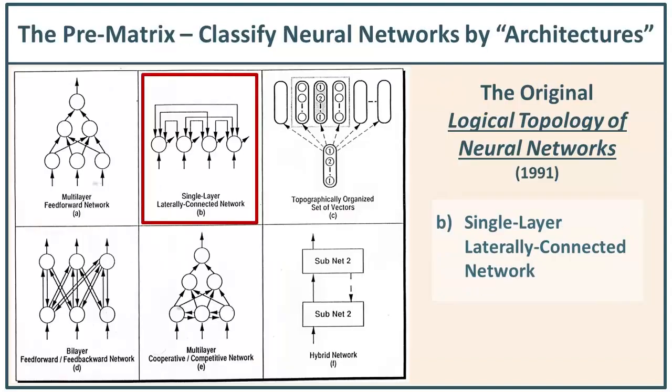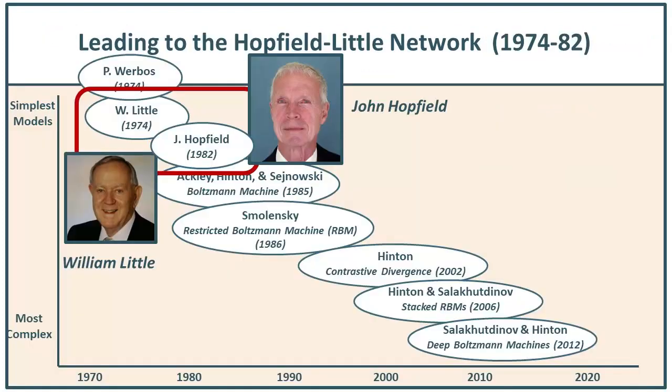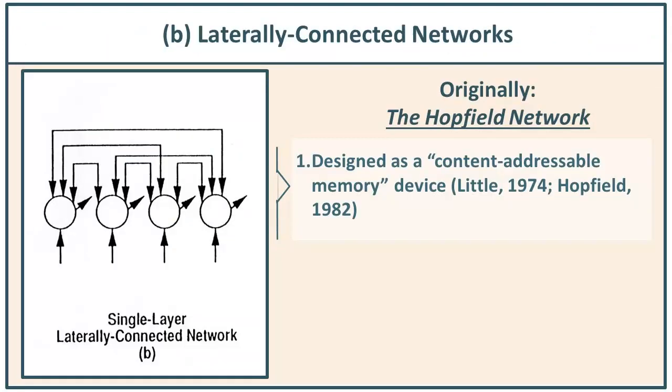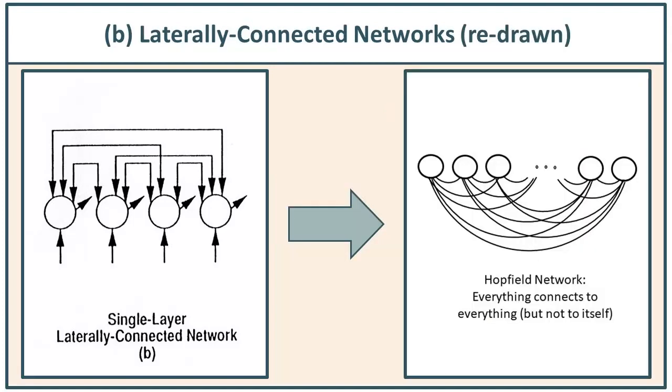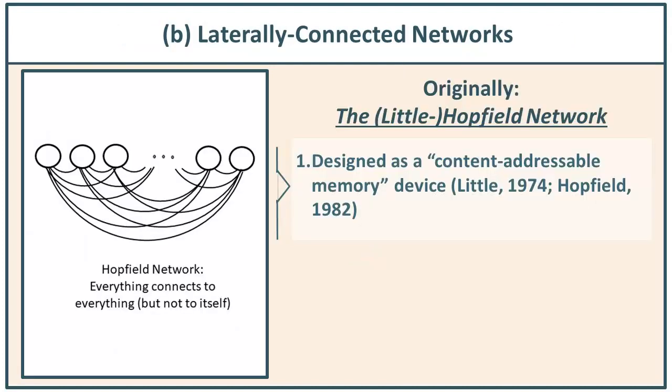on to the second class, Class B, laterally connected neural networks, initially single layer. This is a class originally exemplified by the Hopfield neural network. It was actually the little Hopfield neural network. It had a set of nodes, each of which were connected to each other. Let's redraw our picture from the original electrical engineering style diagram to one that's more classical neural networks. We'll still see the same connections between every node.